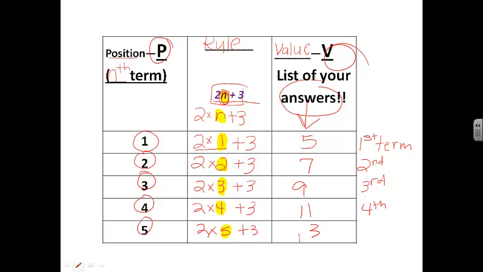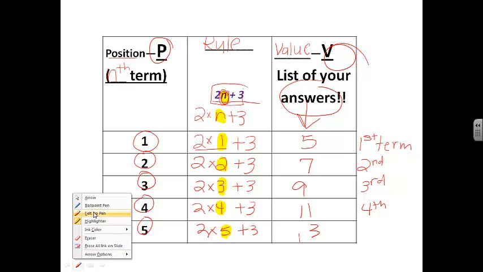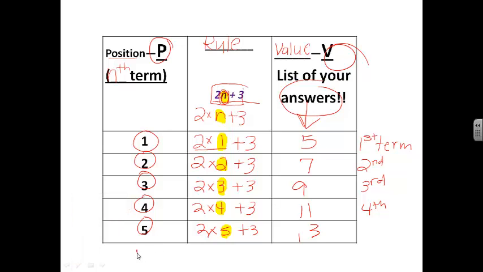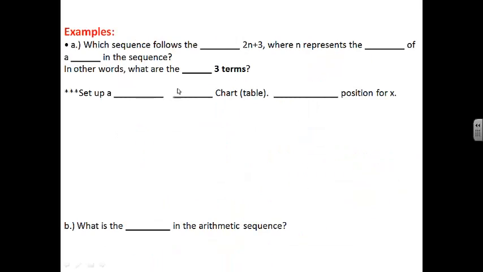So our values, and if you have answer choices, our values would look like this. It would be a list. It would be a sequence, what I showed you on the very first thing we did on this page. Okay, 5 would be my first number, then 7, 9, 11, and 13. Okay, so this would be my values for this rule. Okay, let's do the next one. I'm going to go a little bit faster.